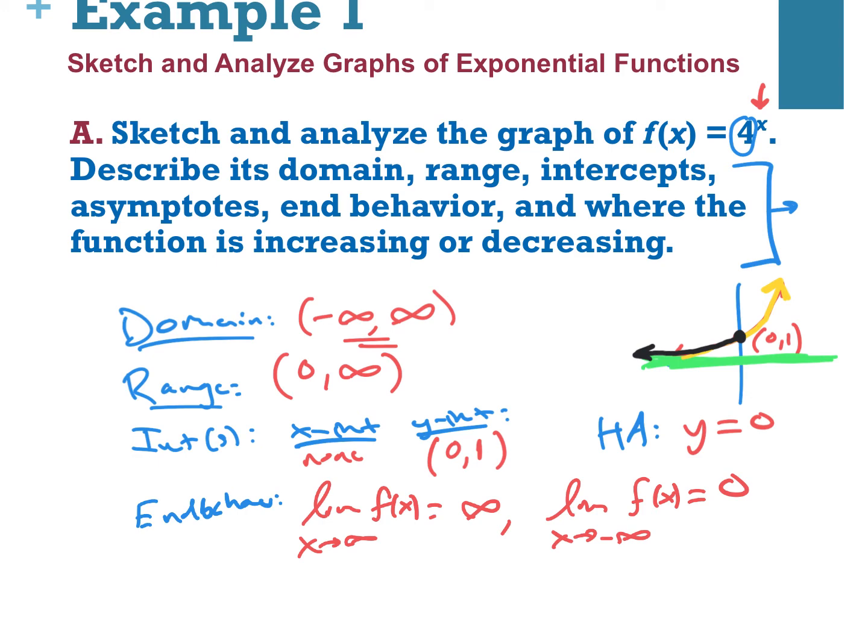And then lastly, where is it increasing, where is it decreasing? Notice with a growth function, your slope is always positive. And so here, it is increasing basically forever, from negative infinity all the way to infinity. Where is it decreasing? Never, or none. There are no intervals on which it's decreasing.